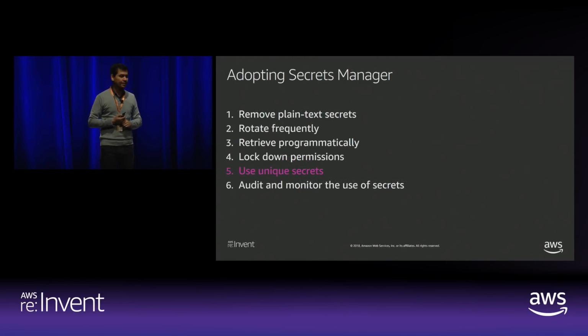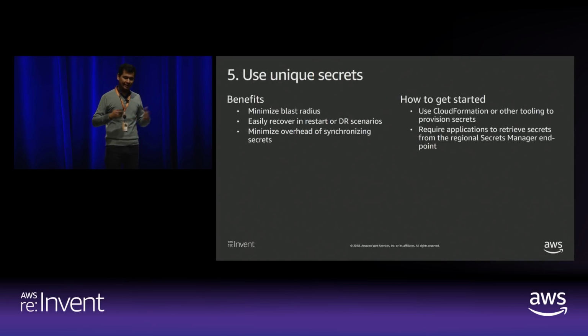All right, next step. Use unique secrets. Within Amazon, we require our teams to create and use unique secrets in every environment, in every AZ, in every region, in every account, right? The benefits of minimizing the blast radius are massive. This also actually makes it easier to recover and restart in DR scenarios. And it reduces the overhead of synchronizing secrets across multiple regions.